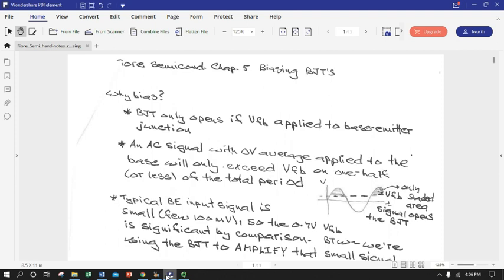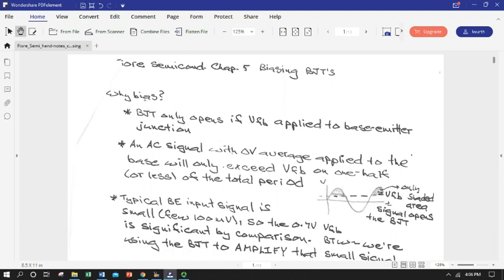This is drawing from our textbook by James Fiore on semiconductor devices, and it's chapter 5 on biasing bipolar junction transistors. So the whole reason we're going to discuss biasing is in the context of amplification, which is one of the main uses for any transistor, and definitely the bipolar junctions.